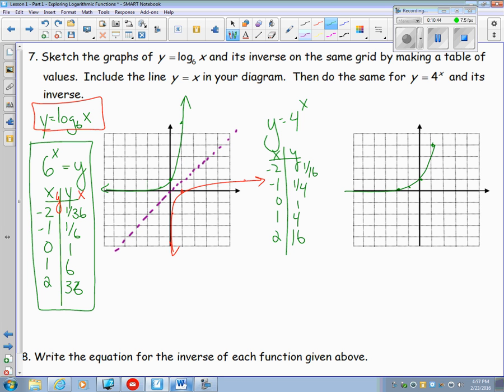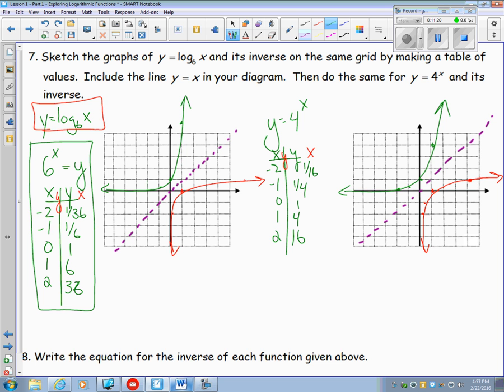There's my picture. If I want to graph the inverse of that, I swap my positions. This becomes the x, this becomes the y. So 1/16 to negative 2, 1/4, 0, 1, 4, 2, and so on. And I end up with a function that goes up the side. What's that function called? A logarithmic function, right? And again, it says put the purple one on there. So I'll put the purple one on there, my diagonal line down the middle. Okay, so you're getting the hang of how this works a bit, I hope.